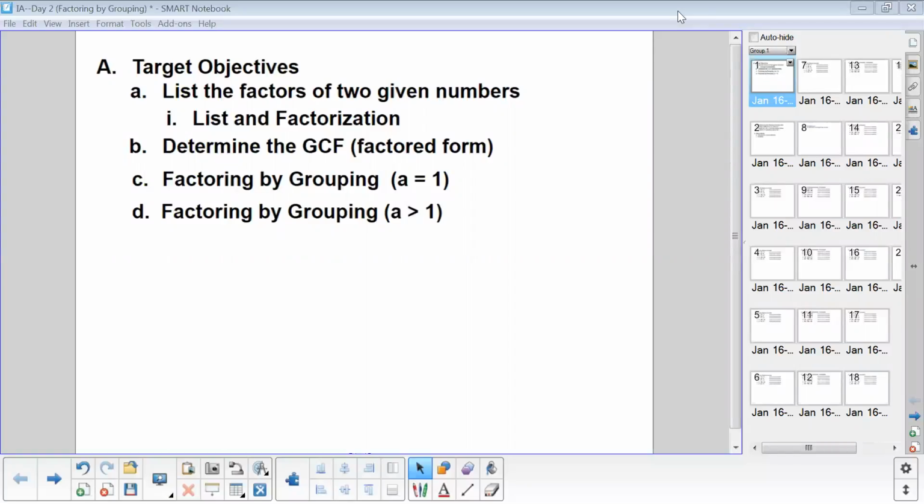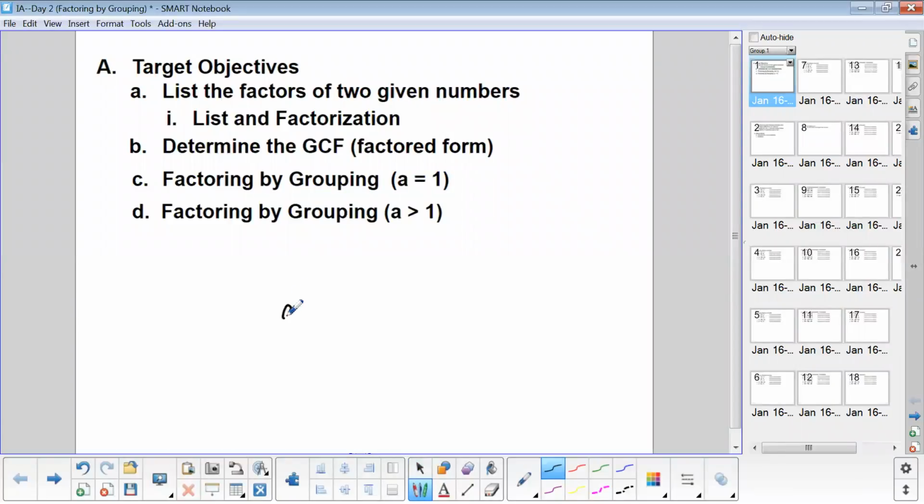Welcome to day 2 video, where we will look at factoring by grouping and look at different examples and how to efficiently factor to find our factored forms. So again, with our objectives that we'll look at for day 2, we are looking at factoring when A is equal to 1.